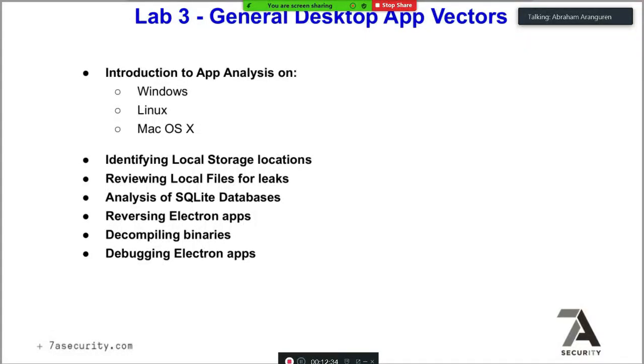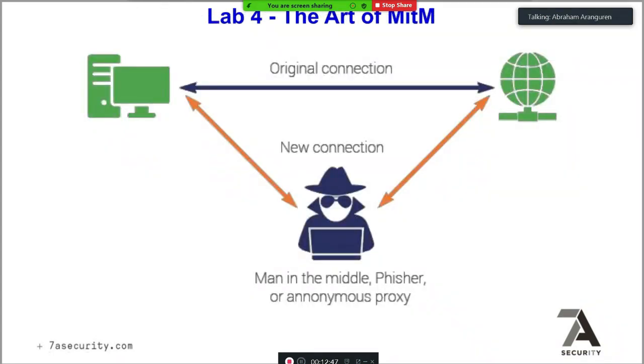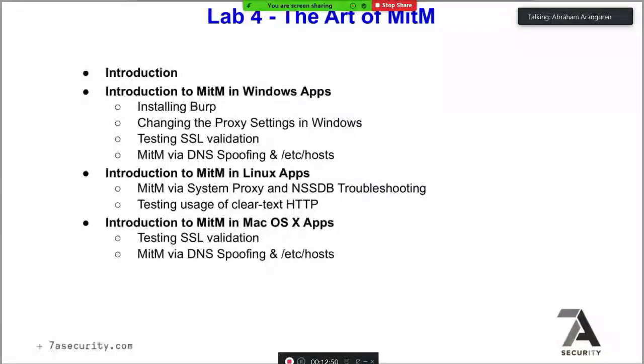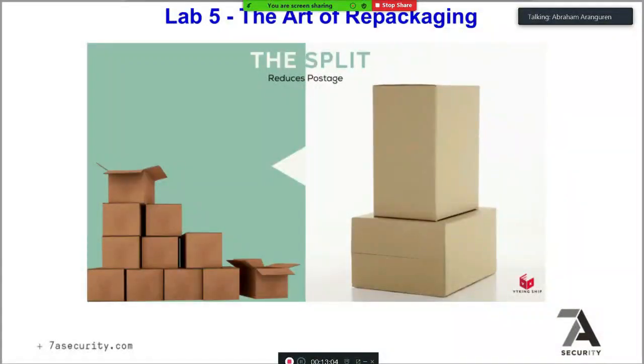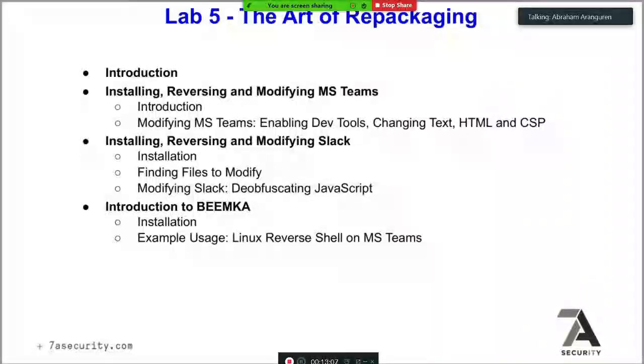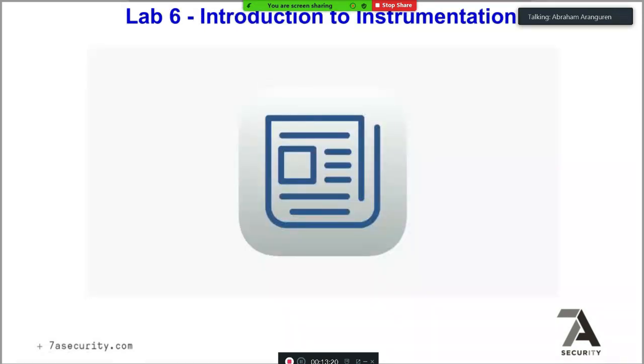But just to mention, in the course we also take a look at local data leaks and stuff like this. We cover the 3 main desktop application platforms: Windows, Linux, and Mac OS. We will also not look today at the art of man in the middle. This is another of the labs in the course. It looks at how to man in the middle modern desktop applications. We go into a number of techniques for how to do this. Then we also modify the applications themselves. We won't do this today, but we will have some Linux reverse shell in a different way. There's other stuff in the course that we cannot cover today.